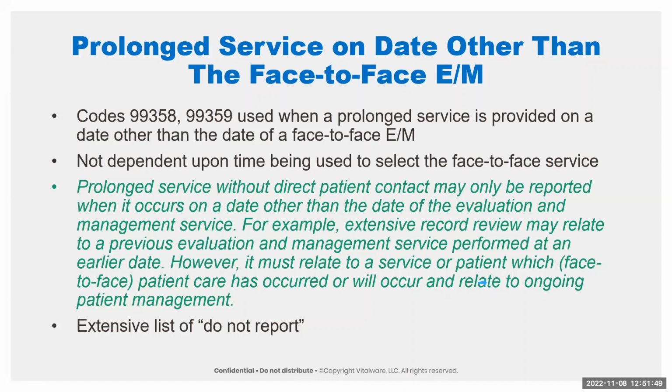And so then here's some directions from the CPT manual. This prolonged service without direct patient contact may only be reported when it occurs on a date other than the date of the evaluation and management service. And they gave some examples. An extensive record review may relate to a previous E&M service performed at an earlier date, but it must relate to a service or a patient where face-to-face patient care has occurred or will occur and relate to ongoing patient management. And there's an extensive list of do not reports, and it's like the different care management codes and those types of things.